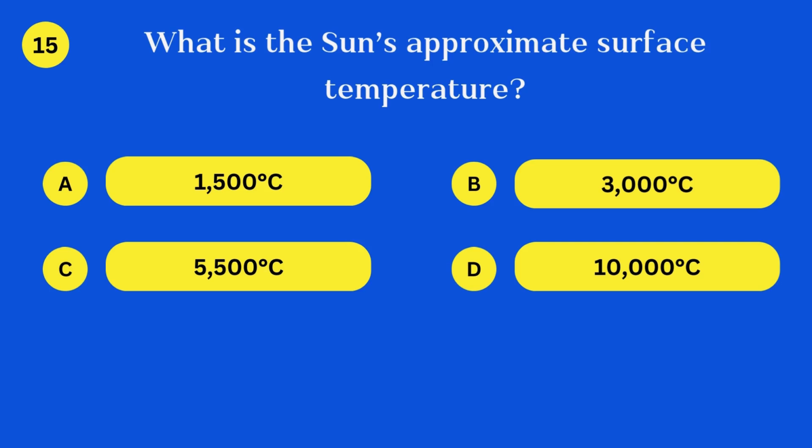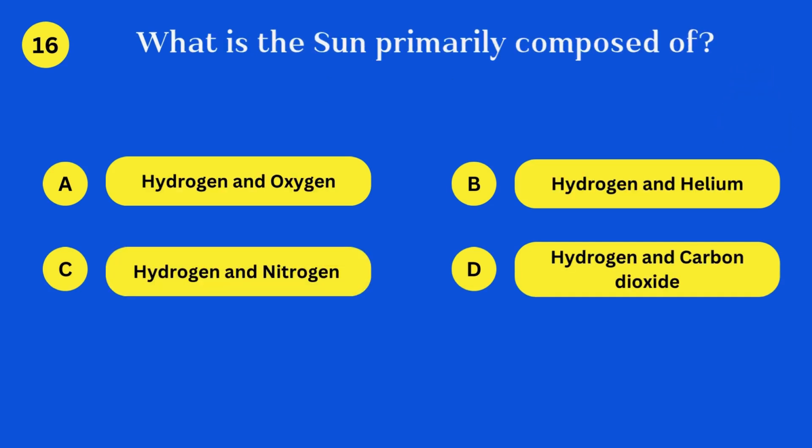A. 1,500 degrees Celsius. B. 3,000 degrees Celsius. C. 5,500 degrees Celsius. D. 10,000 degrees Celsius. Answer is C. 5,500 degrees Celsius. What is the sun primarily composed of?